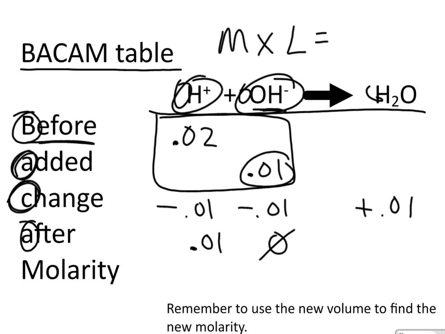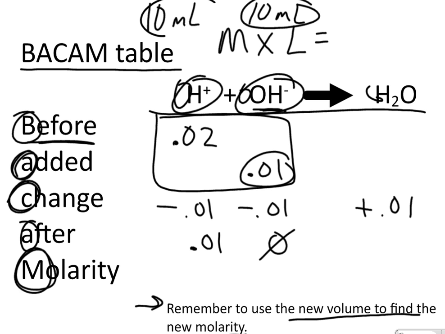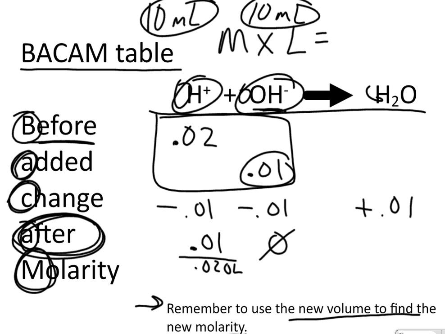The last step in a BCA table is you have to calculate out the molarity. A key thing to remember is that whenever you calculate the molarity on a BCA table, you have to use the new volume, because you're combining, let's say, in this case 10 milliliters of one with 10 milliliters of the other given in the problem. The new volume in that case would be 0.020 liters, because when we get molarity, it's moles over liters. So the point of a BCA table is for us to get the moles remaining on the after line, and the other key thing is to always divide by the new volume.